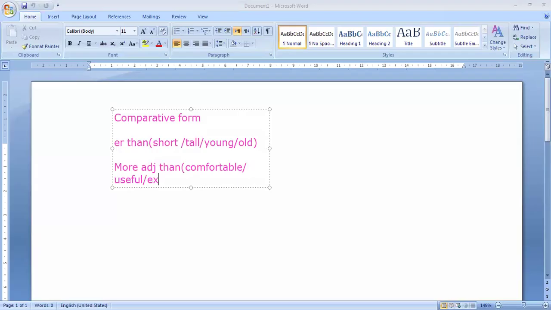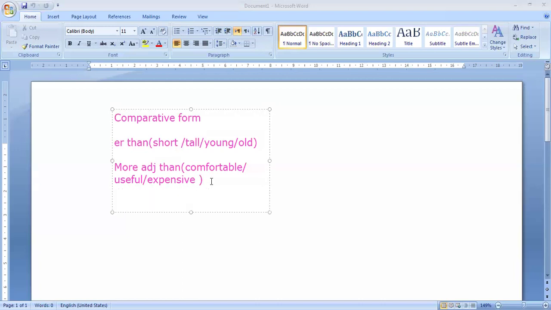You are clever. You are more clever than me. Expensive. You are more clever than me. Here we have expensive, so here we use more. We say more comfortable than, or more useful than, more expensive than.